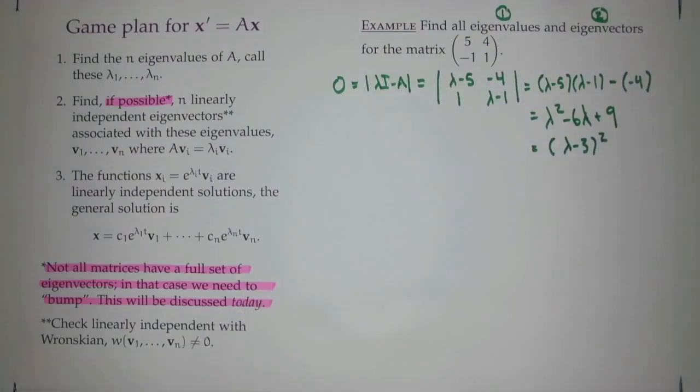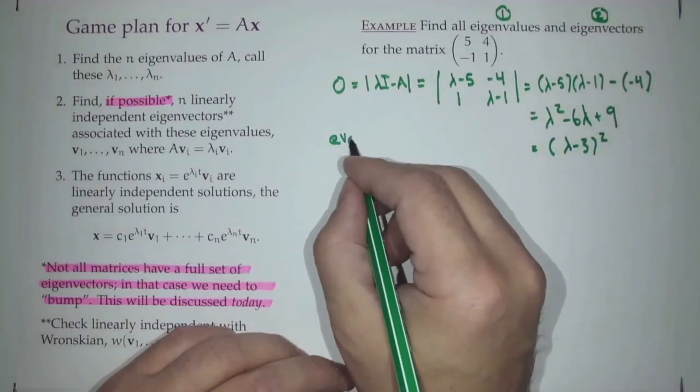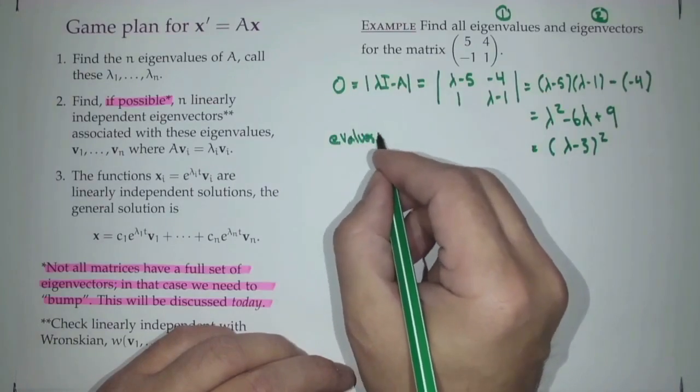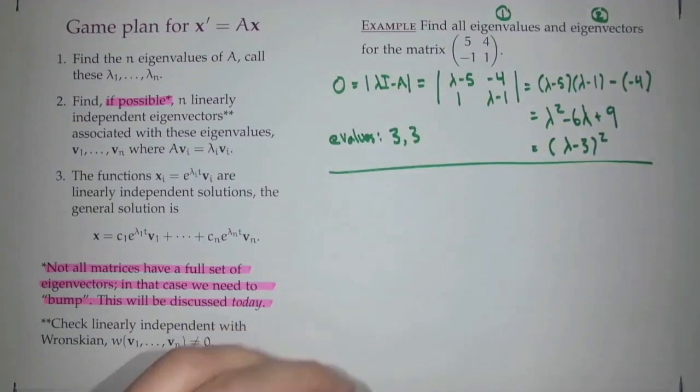So in other words, we actually have 3 is an eigenvalue twice. And it's okay to have eigenvalues repeat. So, all right. So our eigenvalues are 3 and 3. All right. Great. We're halfway done because it said find eigenvalues and find eigenvectors. Well, we found eigenvalues. So the next thing is let's find eigenvectors.